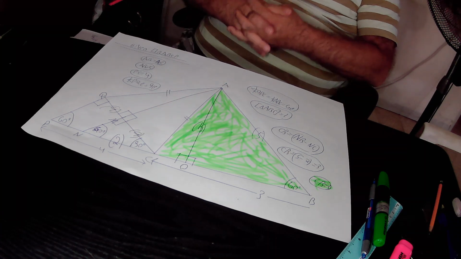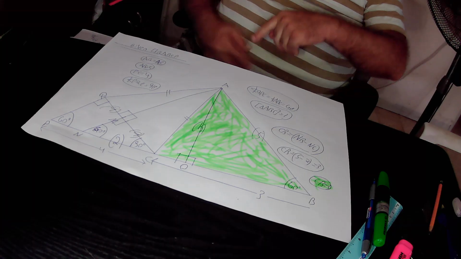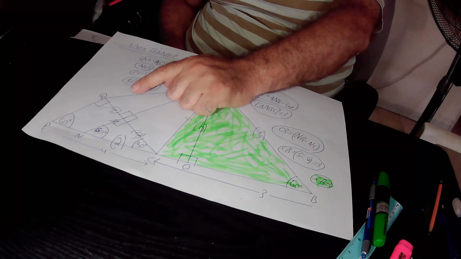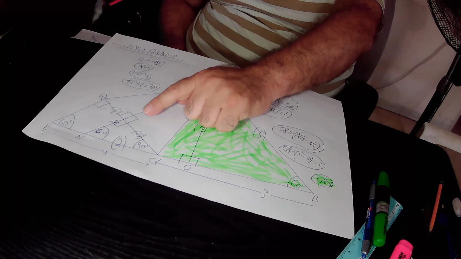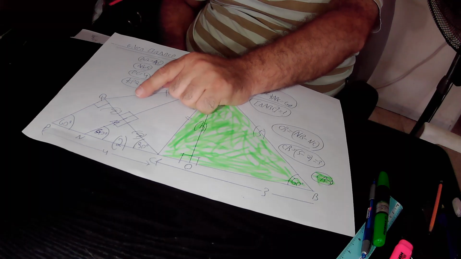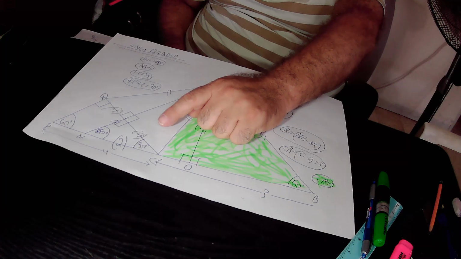That is to say, it divides the base QC into two halves. The first half is QM and the second half is MC. And of course, the first half QM must be equal to the second half MC. So if we define the length of the first half QM as A, then the length of the second half MC must also equal A, because they are equal to each other.